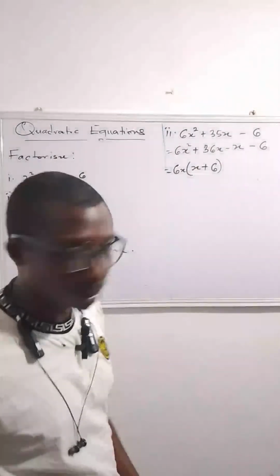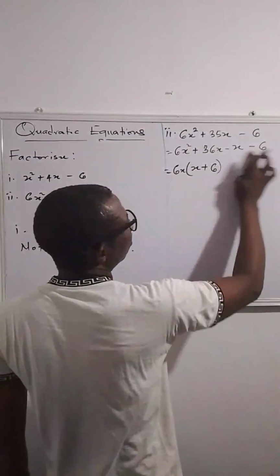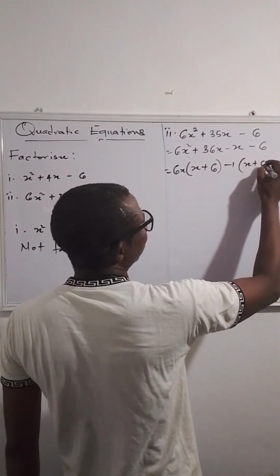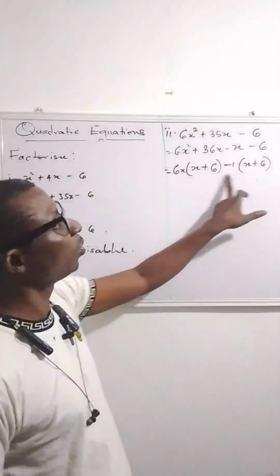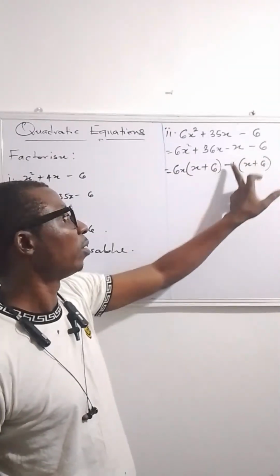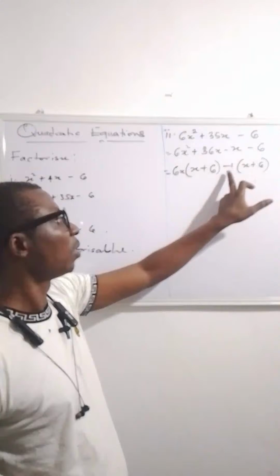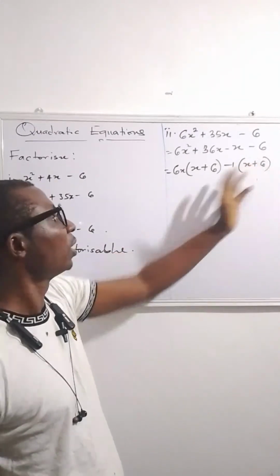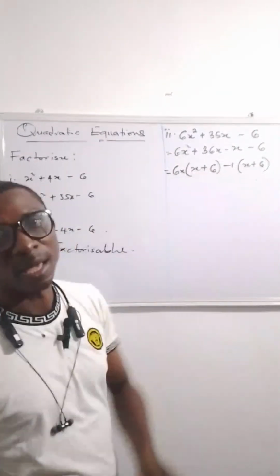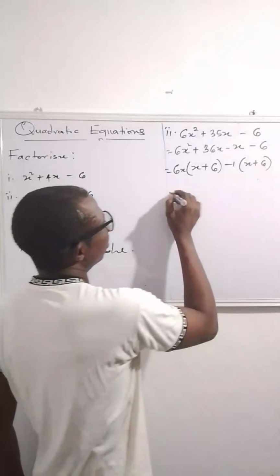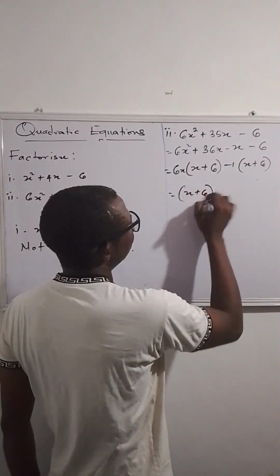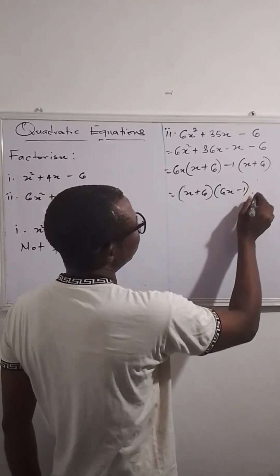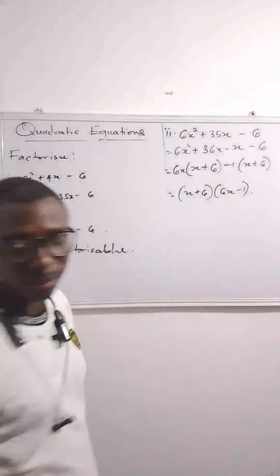All right, now let's look at the next pair. What's the common factor here? That is minus 1. So you have x plus 6. By the time you open the bracket, you have what you have here: minus 1 times x, you have minus x, and minus 1 times plus 6, you have minus 6. So now the common factor here is x plus 6. You can bring that out, you have x plus 6, and you are left with 6x minus 1. So this is going to be the answer to the second part of the question.